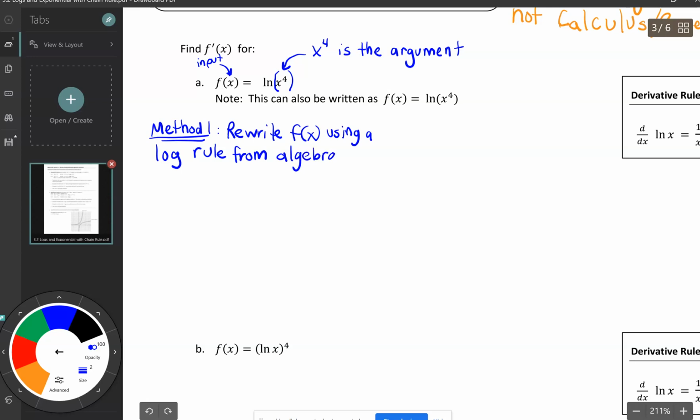Okay, so let's do that. I'm going to take my function, f of x equals natural log x to the 4th, and I'm just doing algebra here. I'm going to keep my f of x notation. My log rule says if my argument has an exponent, I can drop the exponent to the front of the log and then rewrite the log and the base. So this is algebra.